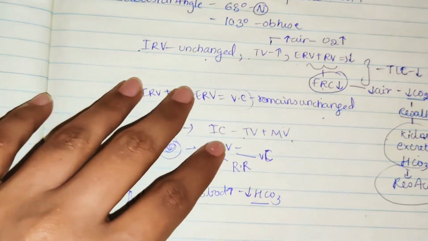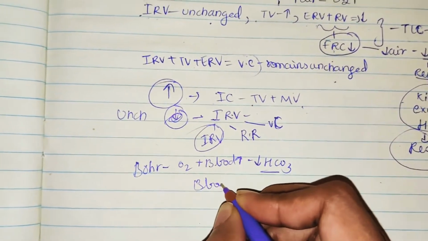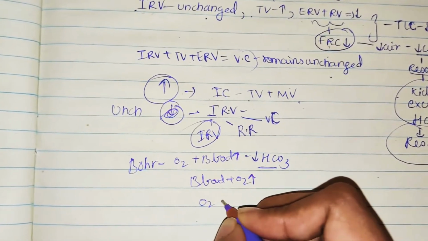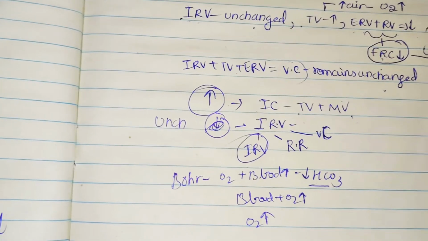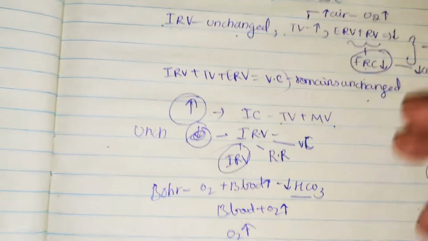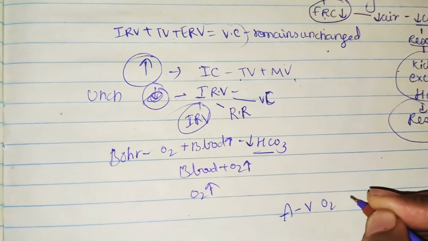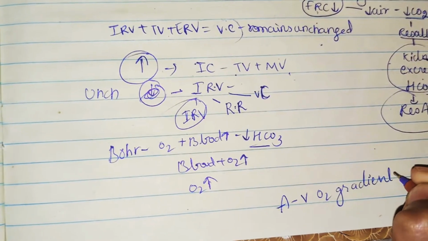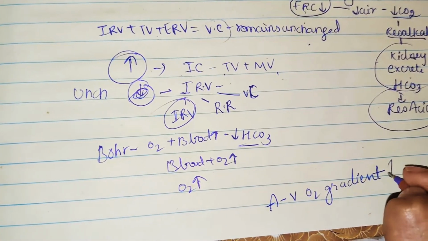Okay, in previous cases we already saw that in pregnancy the blood oxygen carrying capacity is increasing and the oxygen consumption is also increasing. Now, another thing we need to remember is that the arteriovenous oxygen gradient will decrease. The arteriovenous oxygen gradient will drop.